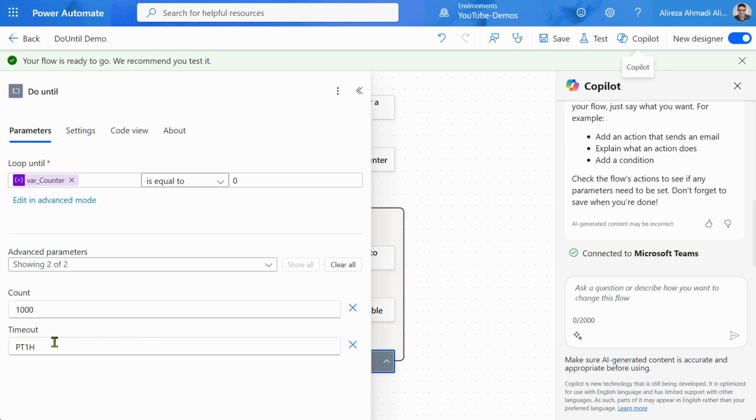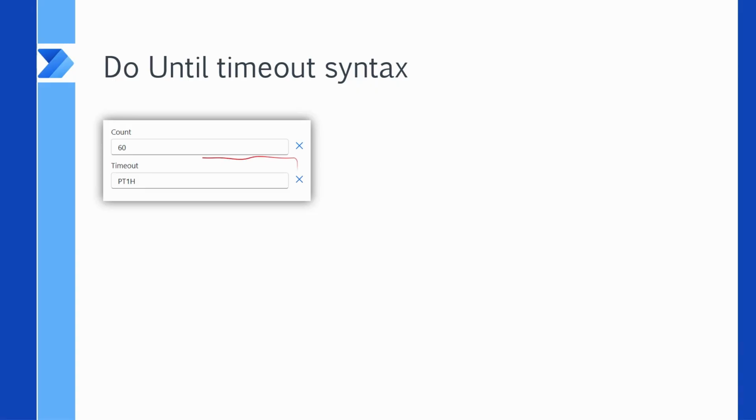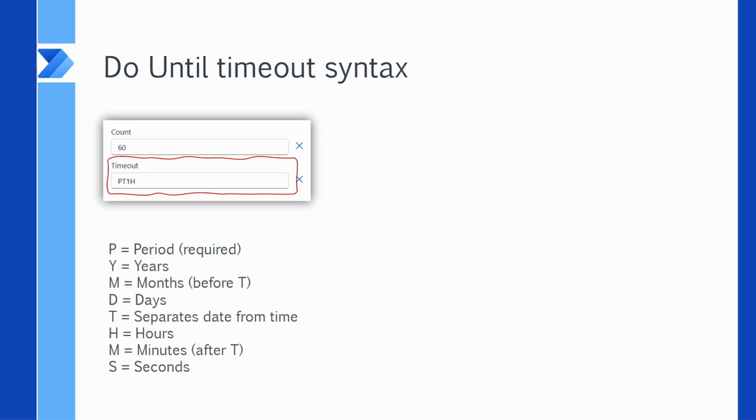Now let's look into this weird format for timeout. What is this? PT1H. Well, from the moment that I saw this, I was curious what kind of weird format it is. But let me explain. In the next few seconds, it makes perfect sense. This is what we have as our cheat sheet.